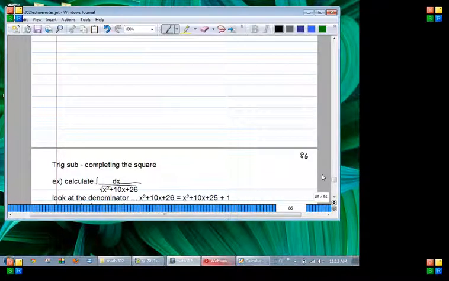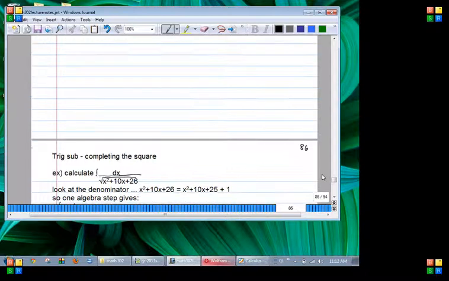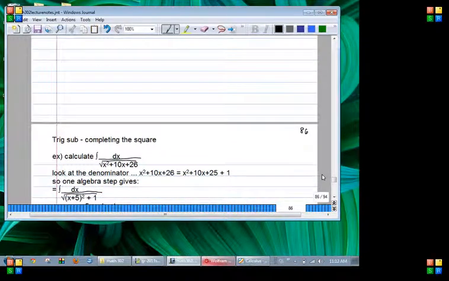So look at the denominator. You can nicely split that 26 up into just a 25 plus 1. And now what does that let you do? x squared plus 10x plus 25. That lets you rewrite the integral in this way. And now that you've done that, what can you do?